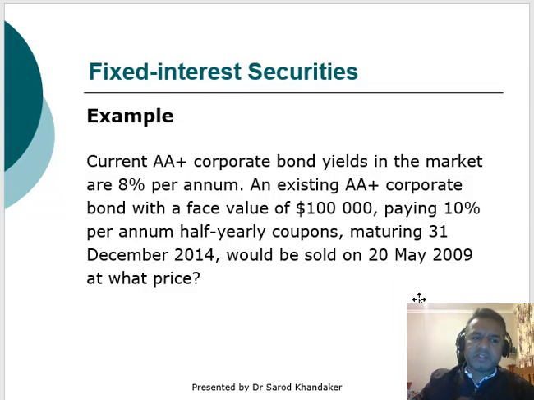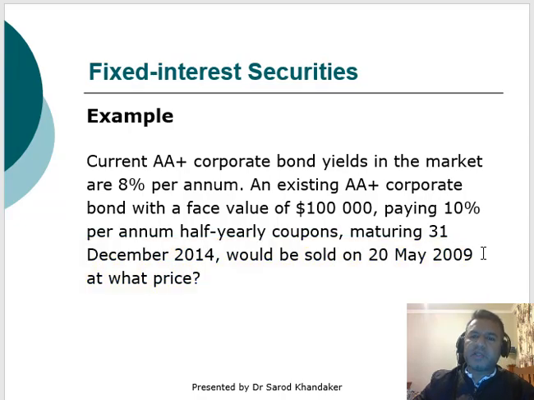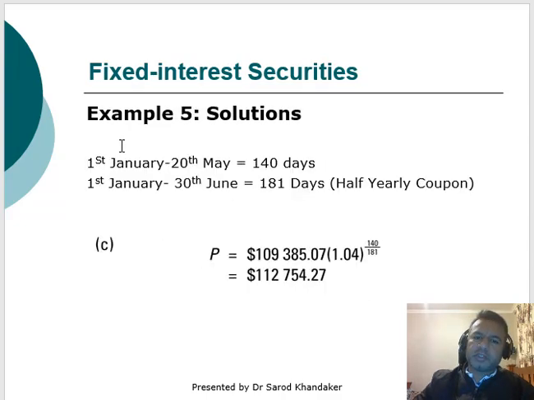The difference is that this question says the bond would be sold in the market on 20th of May 2009. This calculation assumes that the bond is sold between two coupon dates. So we need to first calculate how many days have passed for that particular coupon period and the number of days in that particular coupon period. So let's look at the solution. So this is the solution.